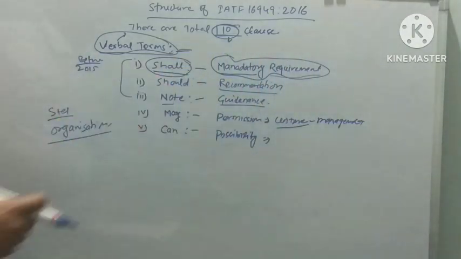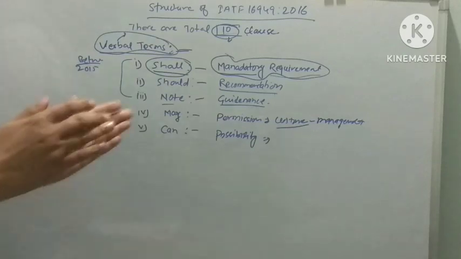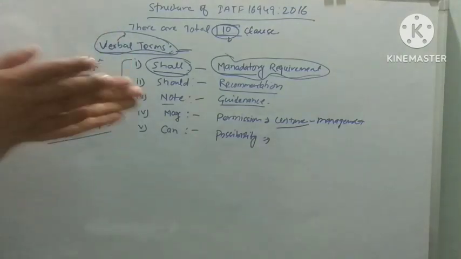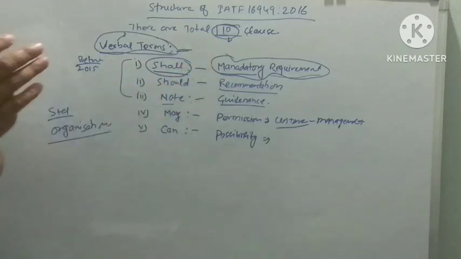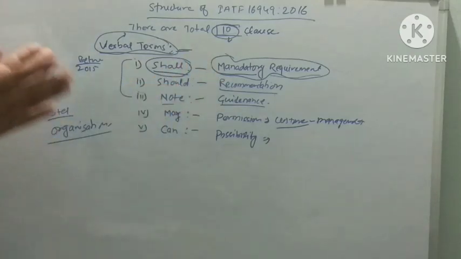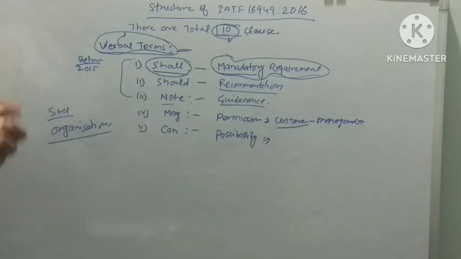If somewhere in a standard it is written shall, then this means it is the mandatory requirement of the standard. If we do not fulfill the shall requirement, then there will be an NC in the system, in the process.